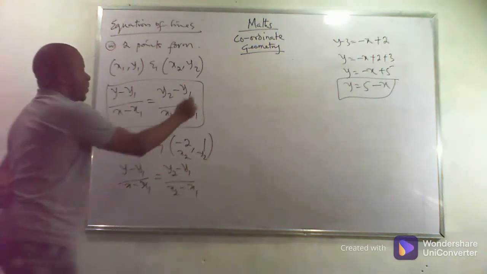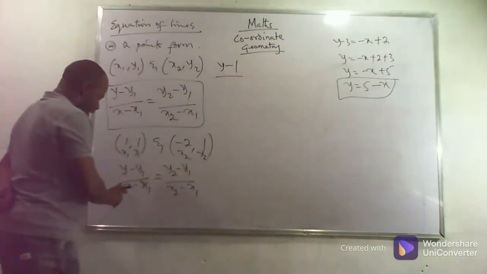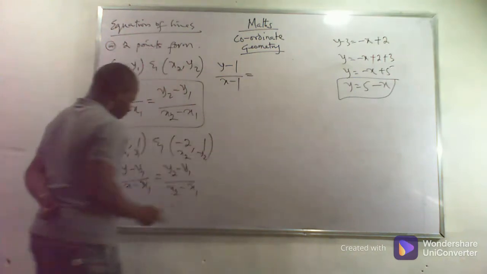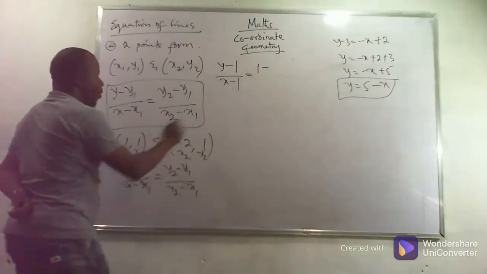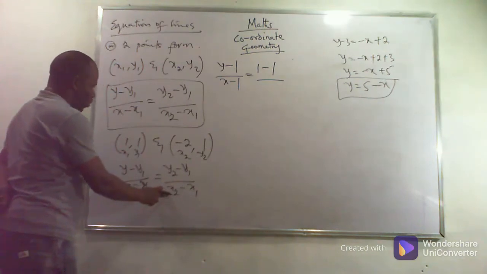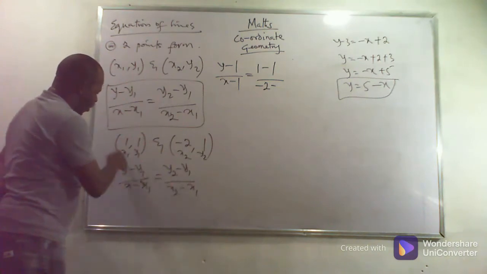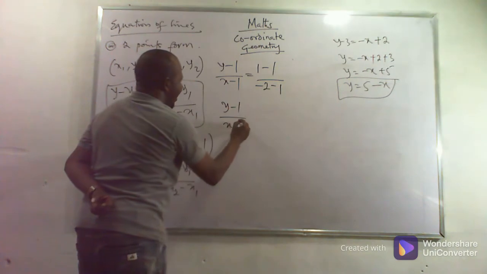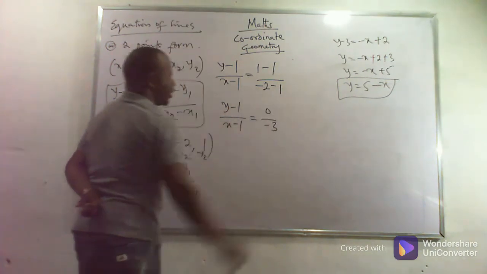So what do we have? Y minus y1, that's 1, over x minus x1, that's 1, equals y2, 1, minus y1, that is what? 1, over x2, what is x2? Minus 2, minus, what do we have? x1, 1. So what do we have? Y minus 1 over x minus 1 equals 0 over this minus this, that's minus 3.